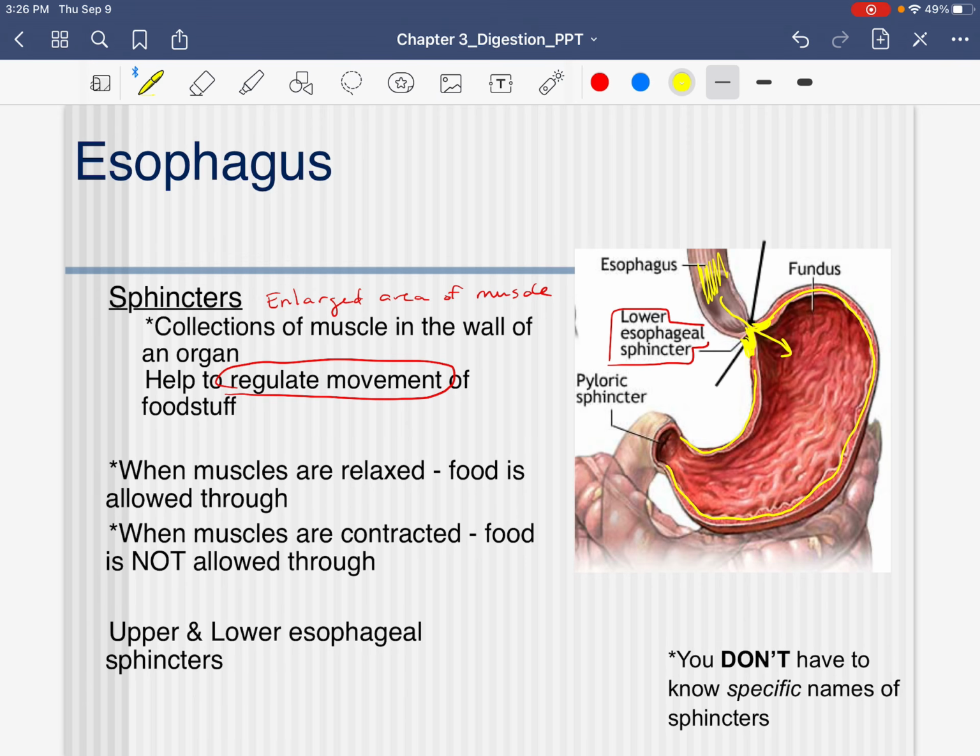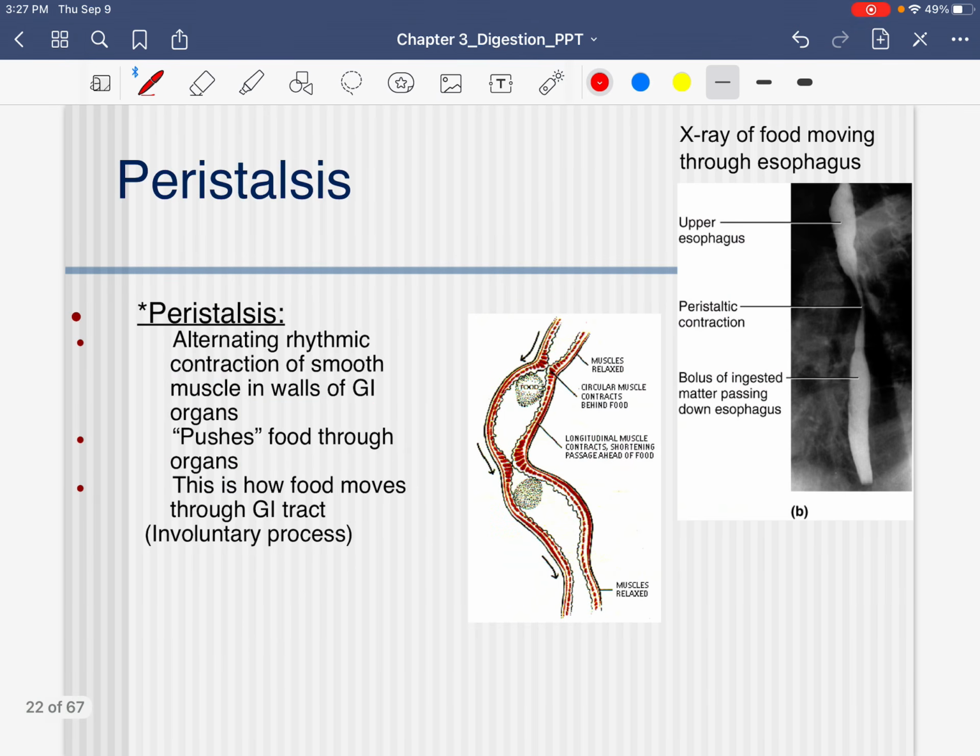So all throughout our digestive tract, we have these thickenings of muscle. And they act as regulation. When we want them to, they are relaxed to let things go through. When we want them to, they're tightened to not let things go through. You do not have to know specific names of them, but the idea is that they'd be open to let things through, and they would be tightened and controlled to prevent things moving backward or likewise too quickly through the digestive tract.